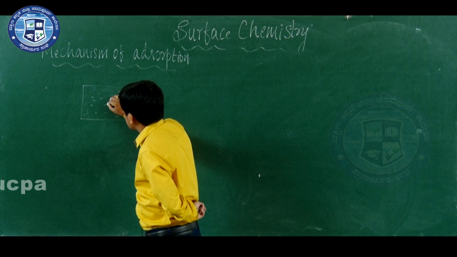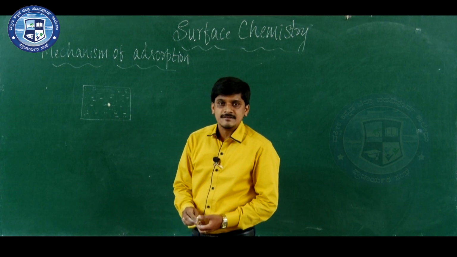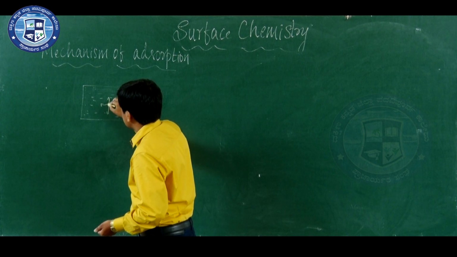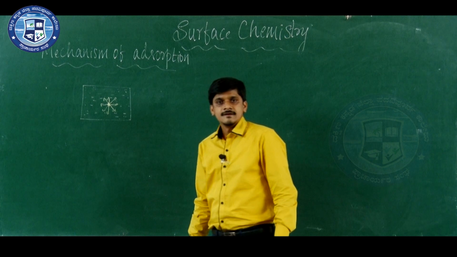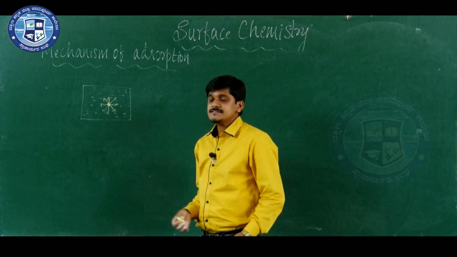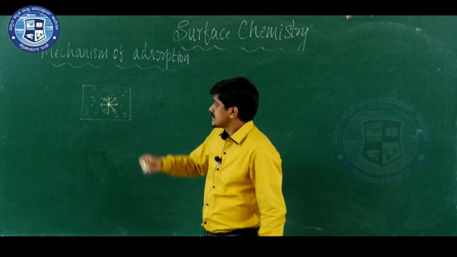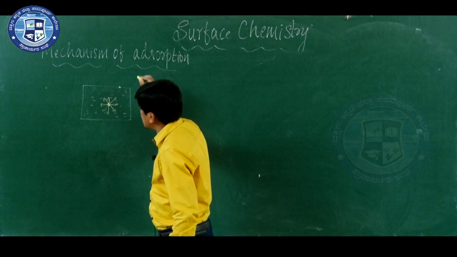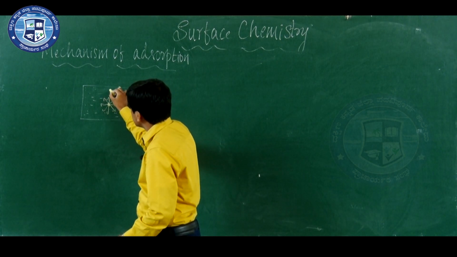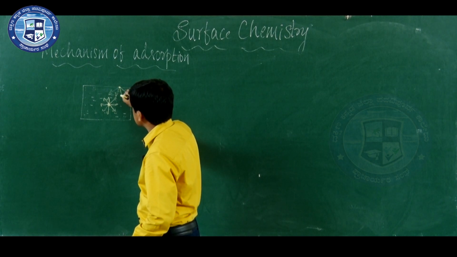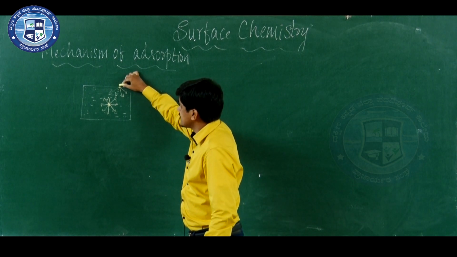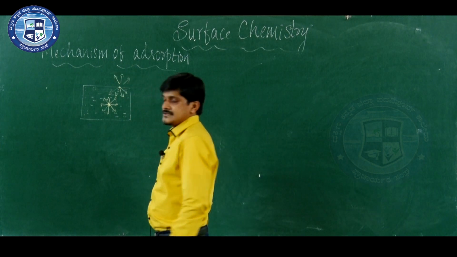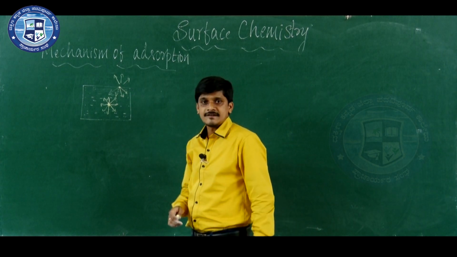See here. Now this particle experiences forces in all directions. Look here. That particle present in the bulk experiences forces in all directions, whereas suppose if you take a particle at the surface, what happens? This particle experiences force only in this direction, in this direction, in this direction. So what happens? Here there will be unbalanced forces on that particle on the surface.